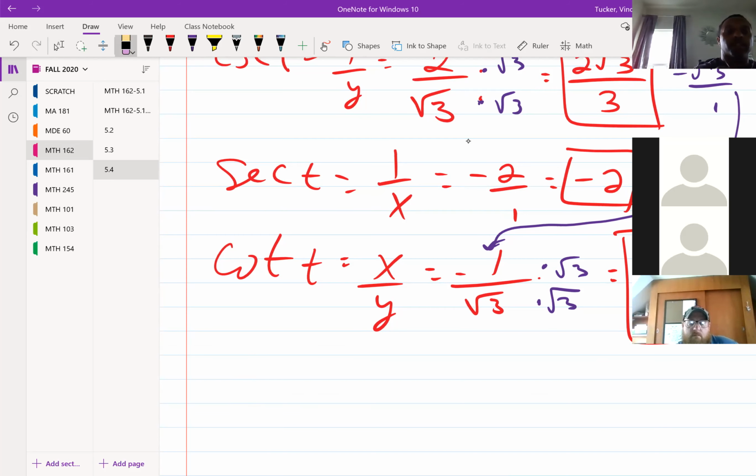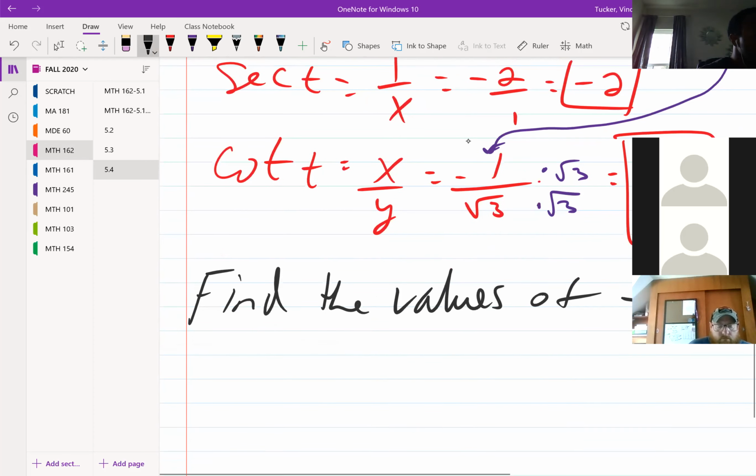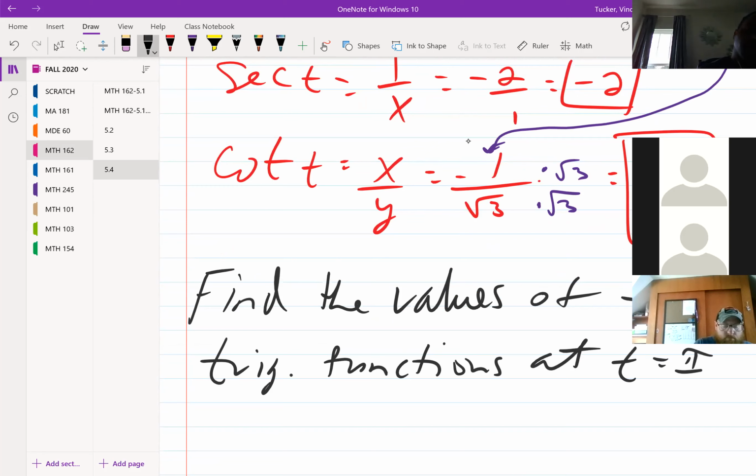All right, so let's look at the next one. Find the values of the trig functions at t equal to pi over 2.